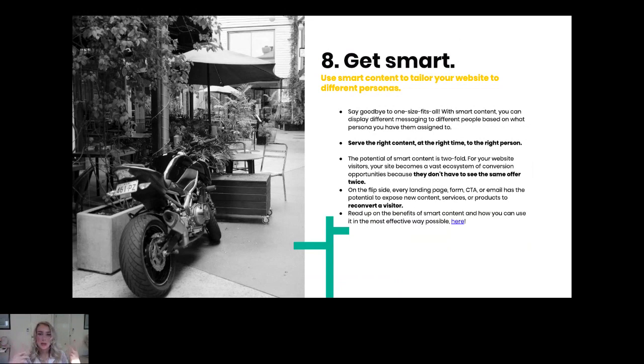The potential of smart content really has two main benefits. It's twofold. For your website visitors, your site becomes a vast ecosystem of conversion opportunities because they don't have to see the same offer twice. As well as this, on the flip side for you, every landing page, form, CTA, or email has the potential to expose new content, new services, or new products to reconvert a visitor. This is super important. I've attached a HubSpot blog, which is really good about smart content and how you can implement it. It basically goes through the good, the bad, the ugly of smart content, and it's great. Can recommend.